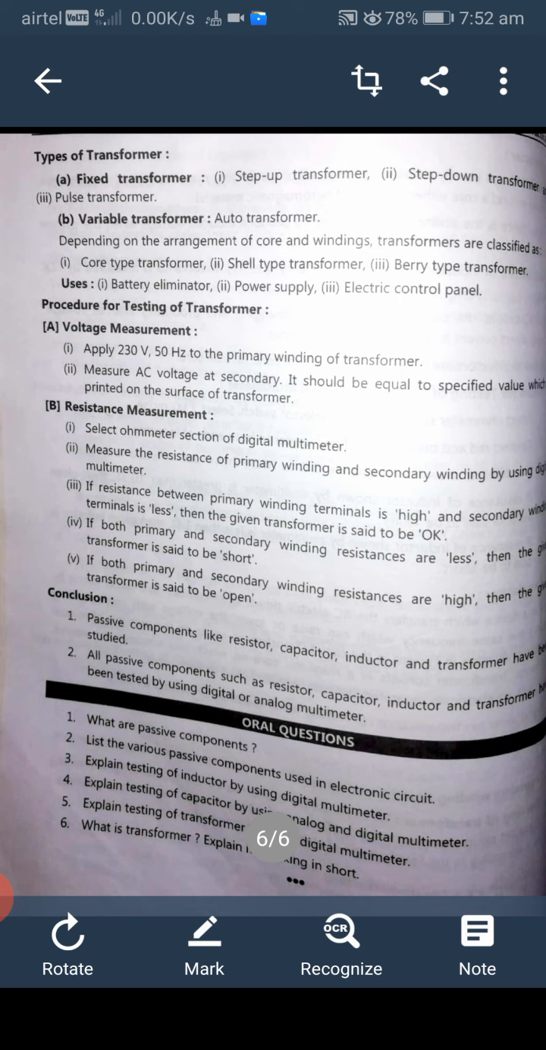There is some assignment for you. Please note it down in your copy and show me later on. The first question is, what are the passive components? List the various passive components used in electronic circuits. Explain testing of an inductor by using a digital multimeter. Explain testing of a capacitor by using analog and digital multimeters. Explain testing of a transformer by using a digital multimeter. What is a transformer? Explain its working in short.